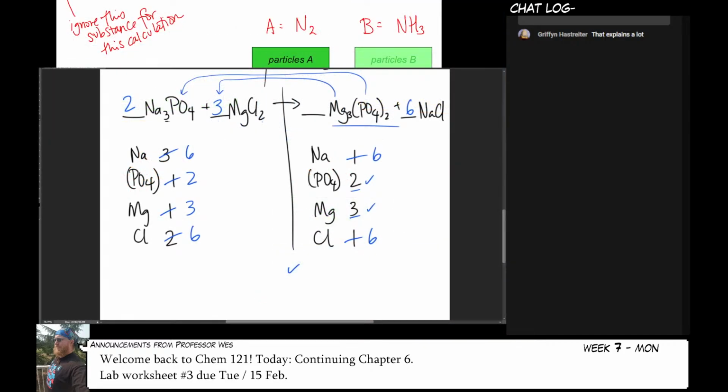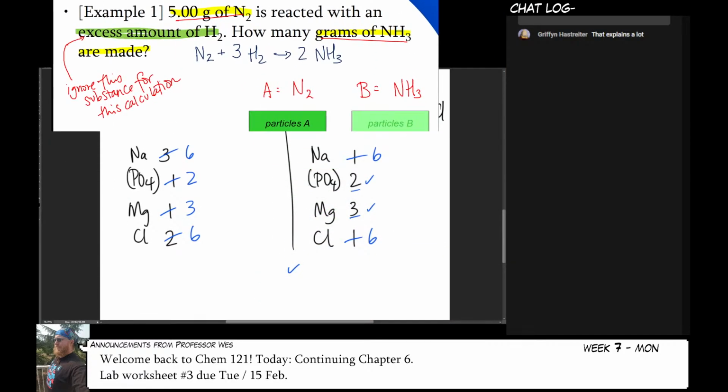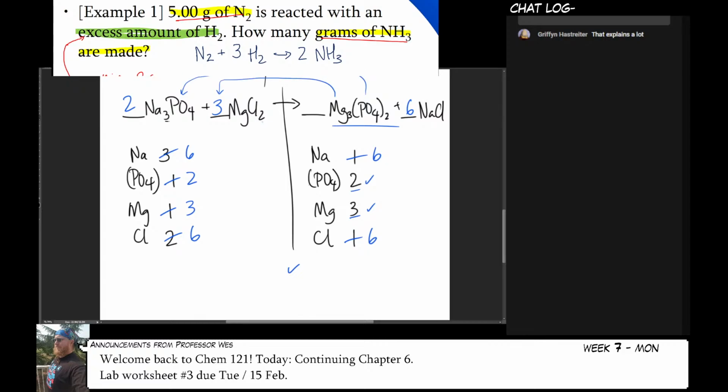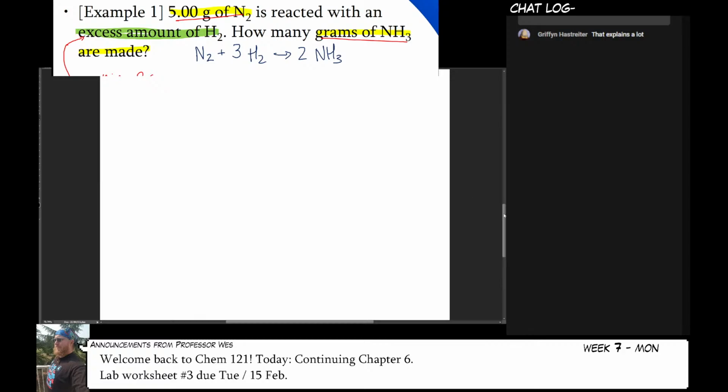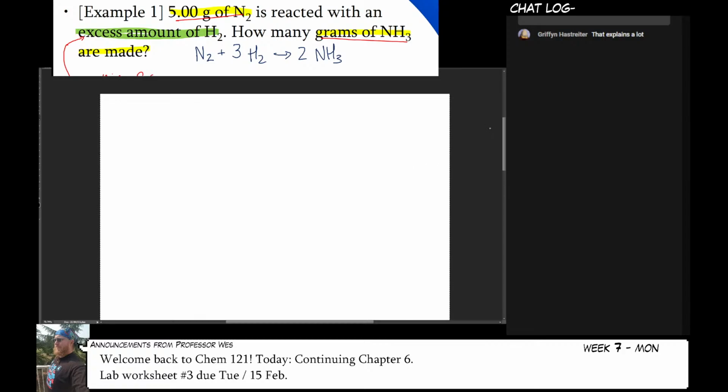So we'll go back over here. Oh, I do need the top part. There we go. Okay. So our strategy for this would have been grams of A, which A was nitrogen. Then we turn that into moles. Then we'll do moles of the other thing. And then we turn that into grams.